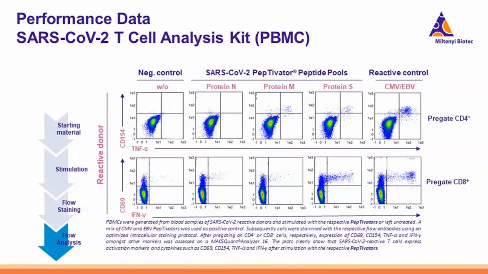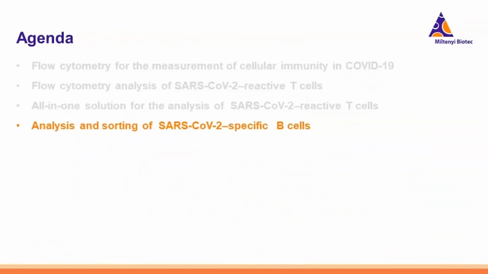For analysis, we pre-gated either on CD4 and CD8 cells. Then we assessed CD154 and TNF-alpha expression on CD4 positive T cells and CD69 and interferon gamma on CD8 positive T cells. As you can see, T cells of the recovered donor respond specifically to the stimulation with the PepTivator. This example impressively demonstrates that the SARS-CoV-2 specific T cell response can be studied precisely with our kits.